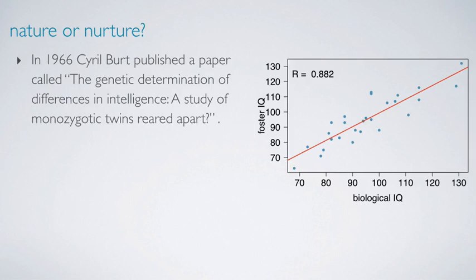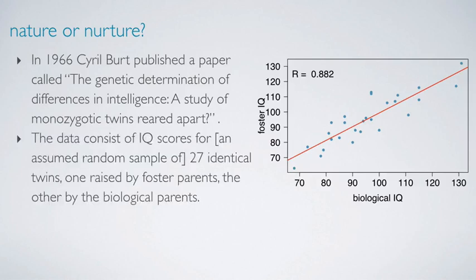In 1966, Cyril Burt published a paper called The Genetic Determination of Differences in Intelligence, a study of monozygotic twins reared apart. The data consist of IQ scores for an assumed random sample of 27 identical twins, one raised by foster parents, the other by the biological parents. Later on in history, this study actually got a lot of criticism, saying that the data may have been either non-random or non-representative or entirely falsified, but regardless, for this example, we're going to be working with the original data set from the paper that was published back in 1966.